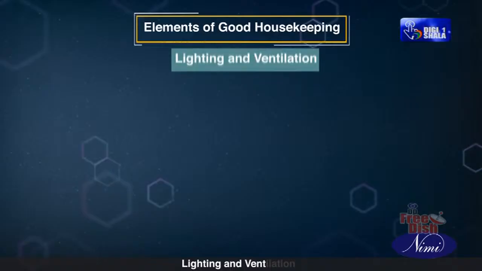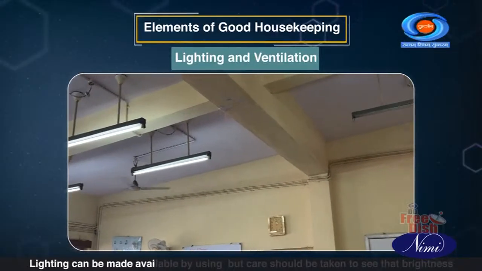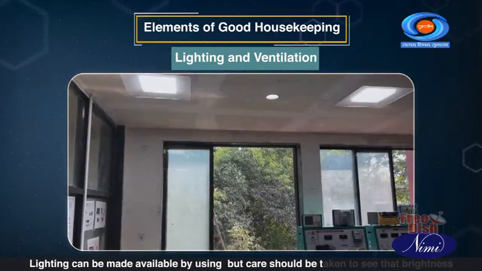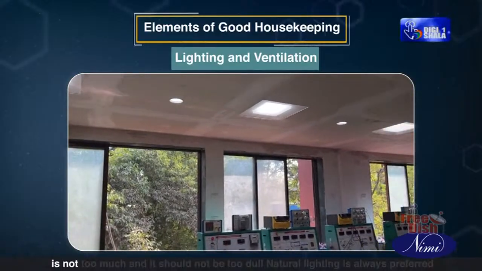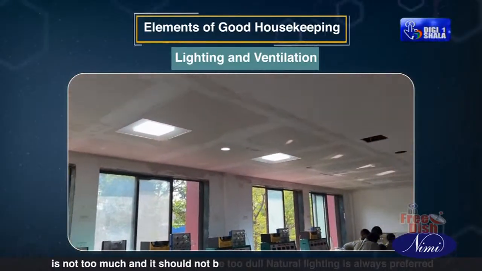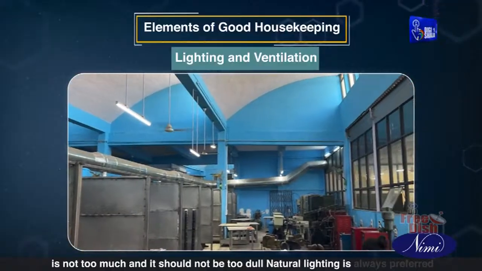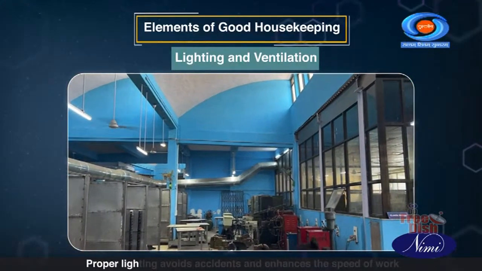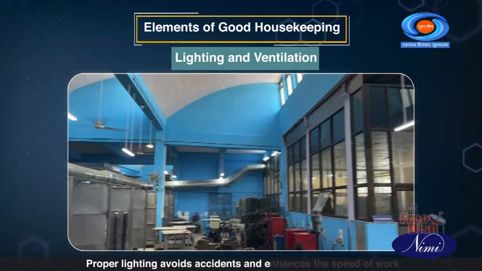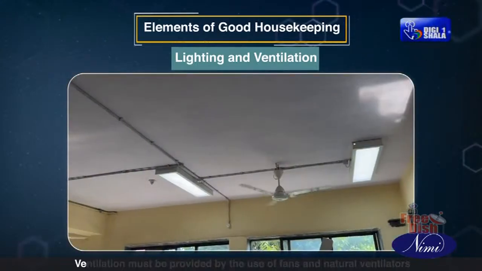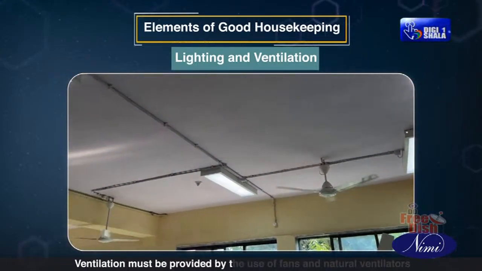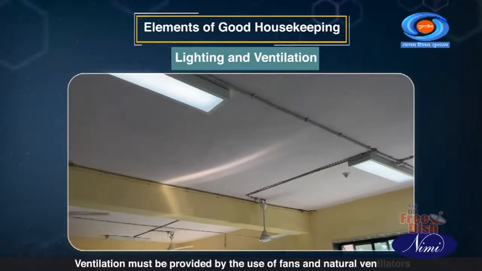Lighting and ventilation. Lighting can be made available by using lamps, but care should be taken to see that the brightness is not too much and it should not be too dull. Natural lighting is always preferred. Proper lighting avoids accidents and enhances the speed of work. Ventilation must be provided by the use of fans and natural ventilators.